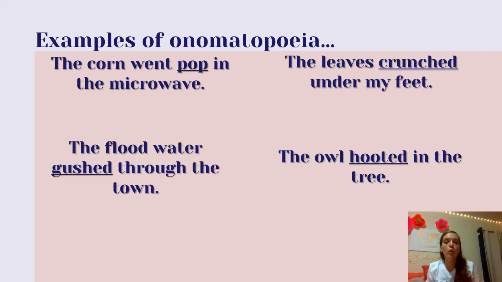The owl hooted in the tree. Hoo, hoo, hoo. It hooted, okay? Or you could just say the owl made a noise in the tree. Well, that doesn't describe the noise in the tree. That's not fun. That's boring, okay? So it hooted in the tree. Hoo, hoo, hoo. There you go. So that's what an onomatopoeia is.